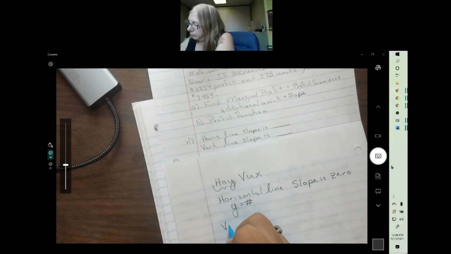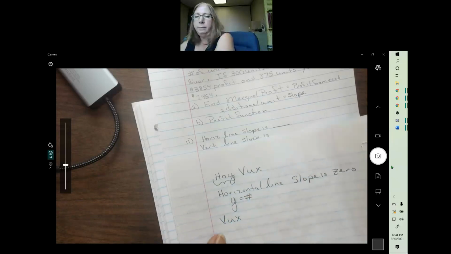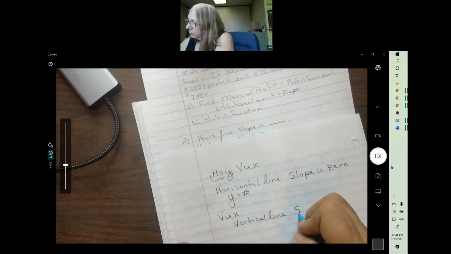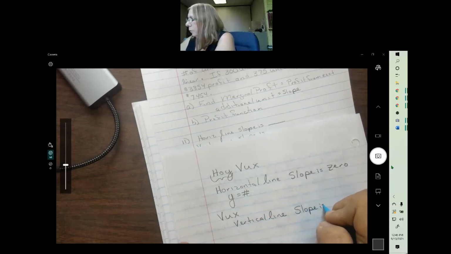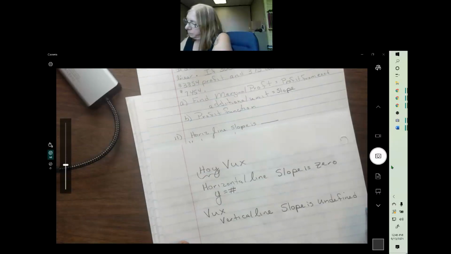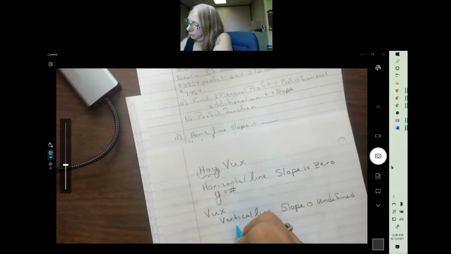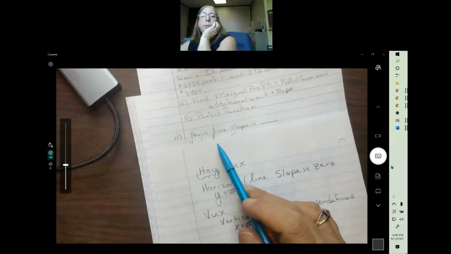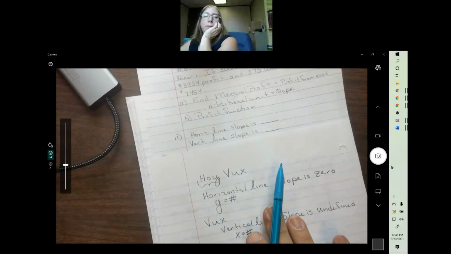The box is a vertical line, slope is undefined, and if you forget the word undefined, you can put no slope. And then the x is because it's x equals a number. There's no y value. So a horizontal line, slope is 0. Vertical line, slope is undefined.